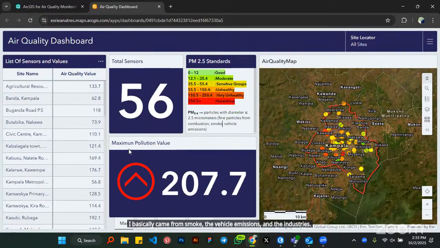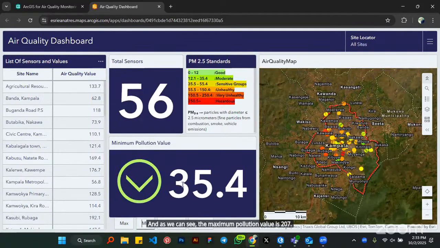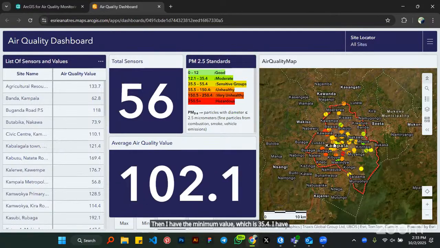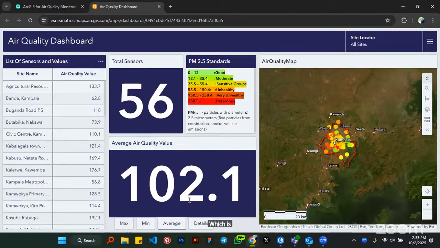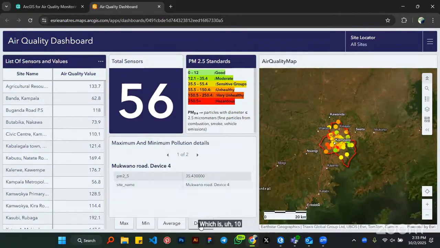Then down, I have the maximum pollution value across all the data, and as we can see, the maximum pollution value is 207. Then I have the minimum value, which is 35.4. I have the average across the whole data set, which is 102.1.